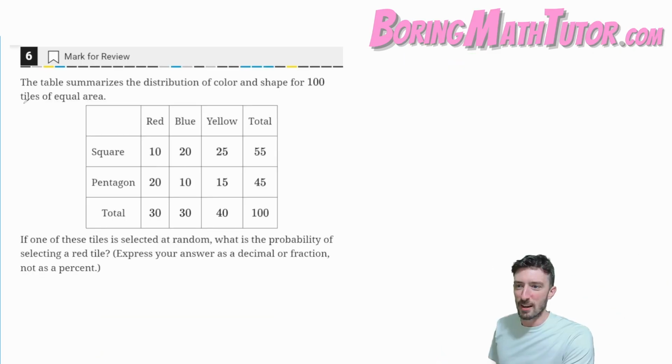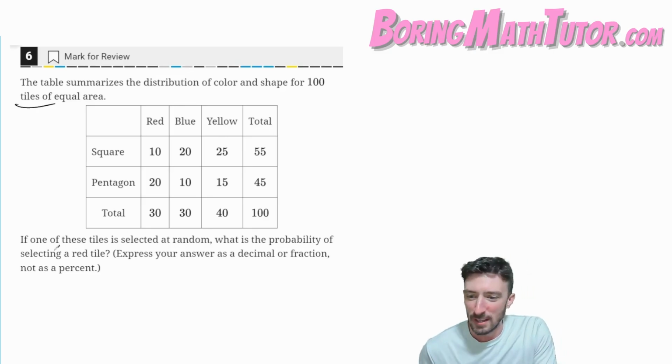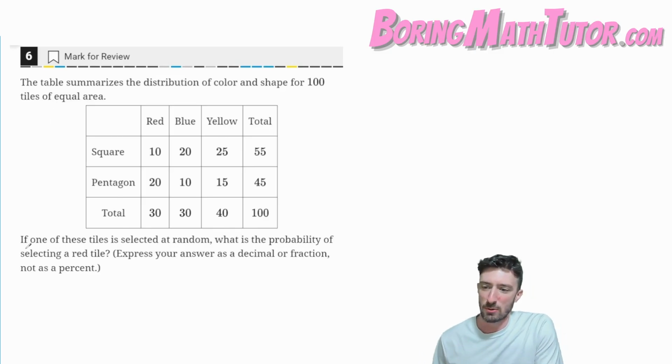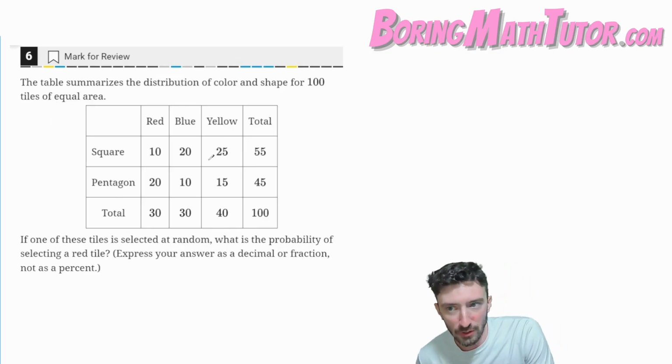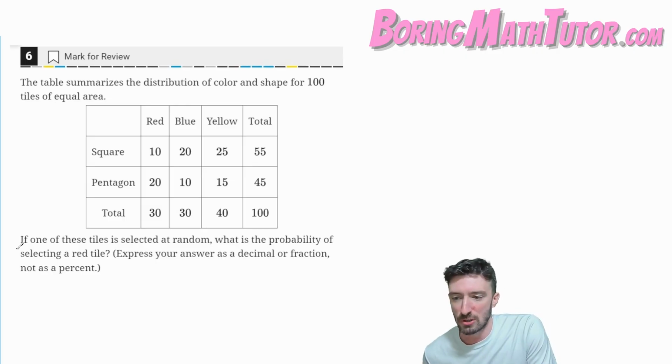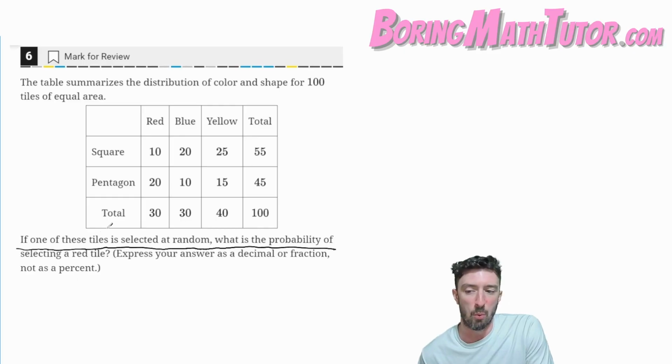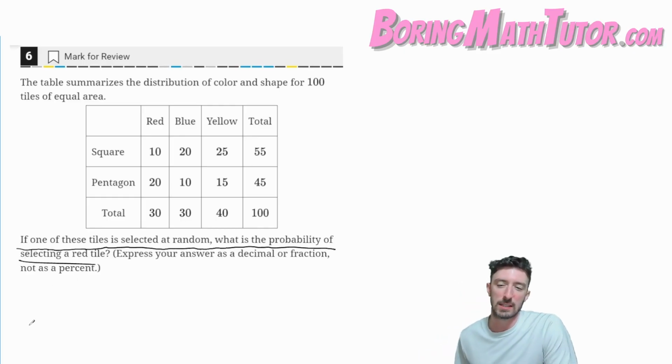All right, a tile problem. Let's go straight to the question because we got ourselves a table here. Maybe we'll be able to figure it out without reading everything else. If one of these tiles is selected at random, what is the probability of selecting a red tile?